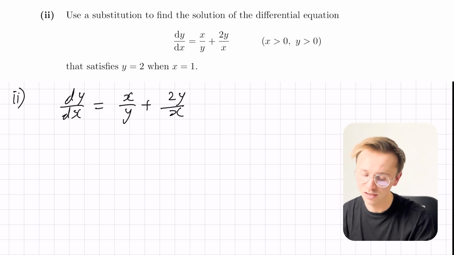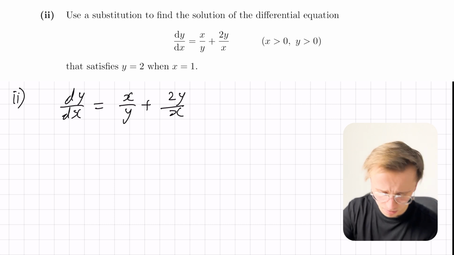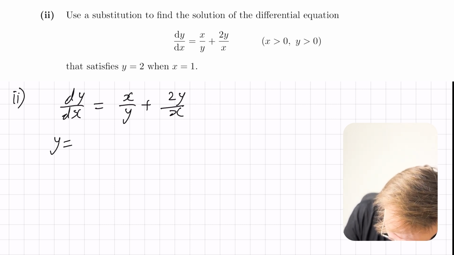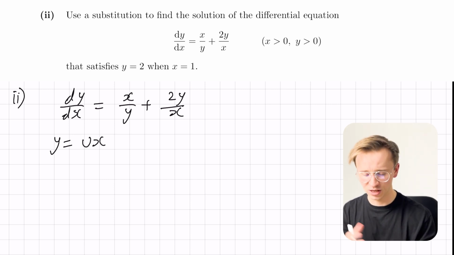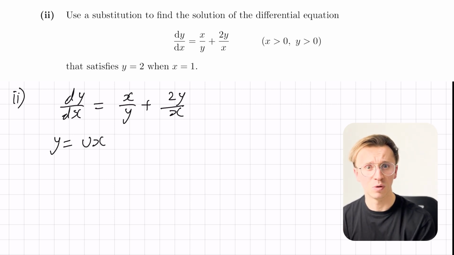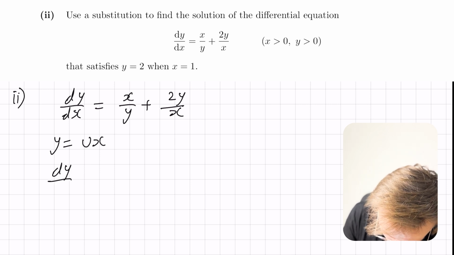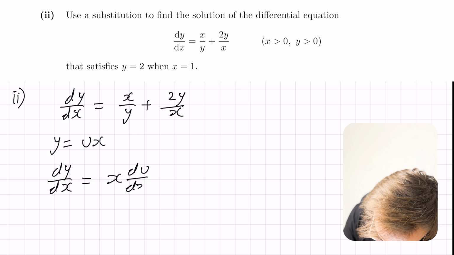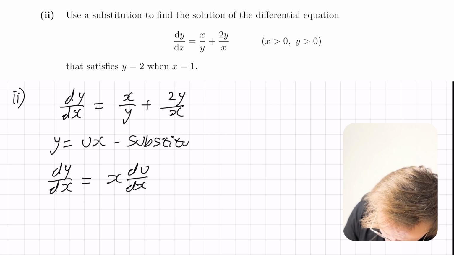It would be fine. You know what? Yeah, let's go for it. Let's try. So let's say y equals ux and see what happens. Always in the exam, try it, see what happens, see what doesn't work, and it might give you a bit of a hint. So y equals ux, similarly to before, dy by dx equals x du by dx plus u.